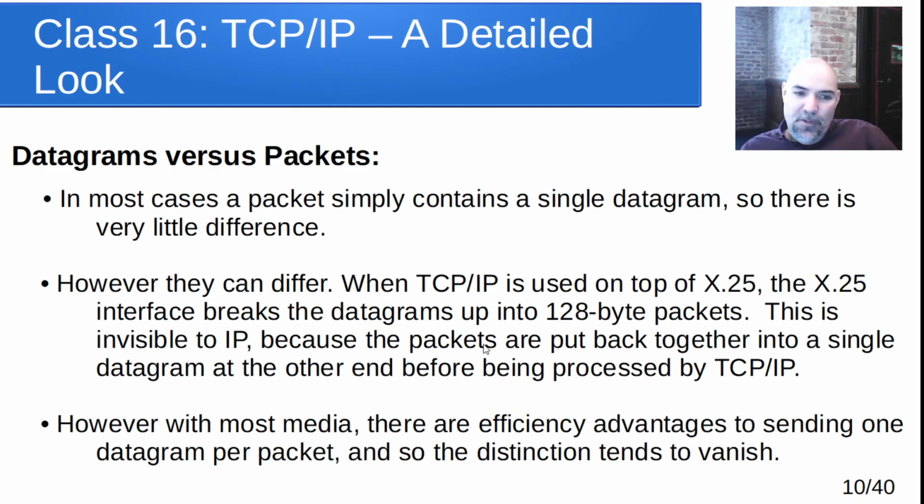But that's invisible to the IP layer because the packets are going to be divided up, sent across as multiple packets, put back together into a datagram before being processed by TCP/IP. So at the TCP and IP level, we don't have to worry about that. It's up to the data link layer and the physical layer to handle that in the drivers of that system. So with most media, there are advantages to sending one datagram per packet. So with Ethernet, it tends to vanish for the most part. We'll talk more about that later on.